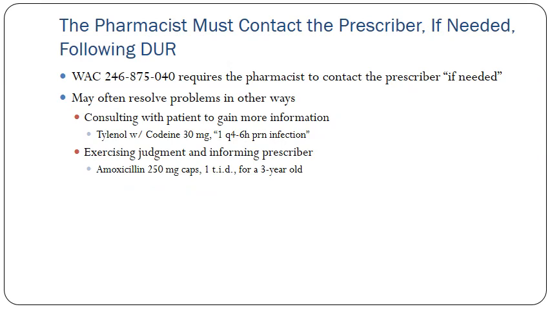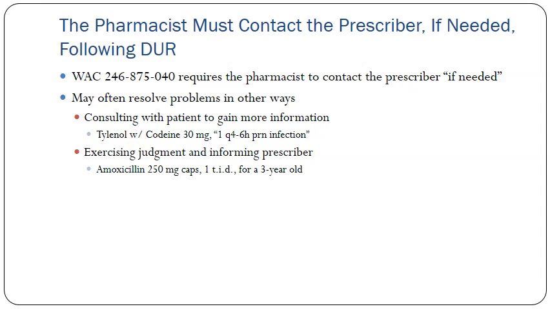The pharmacist is not required to contact the prescriber in every case where a potential problem is identified. WAC 246-875-040 only requires contacting the prescriber if needed. However, it is clear that the pharmacist must take corrective measures when problems are discovered.